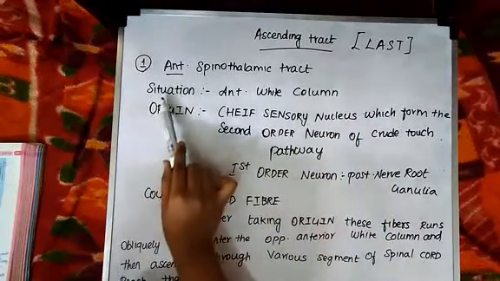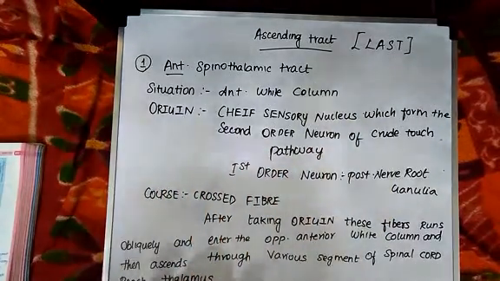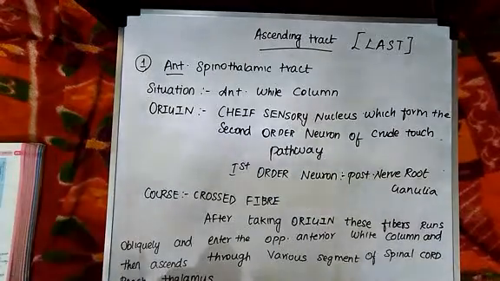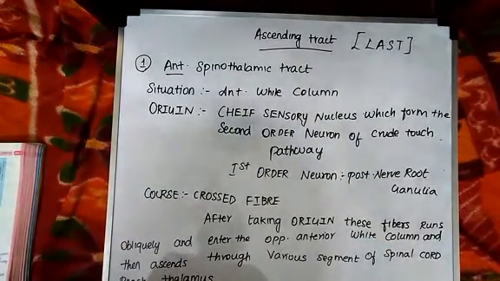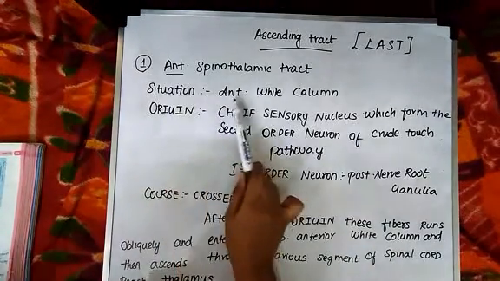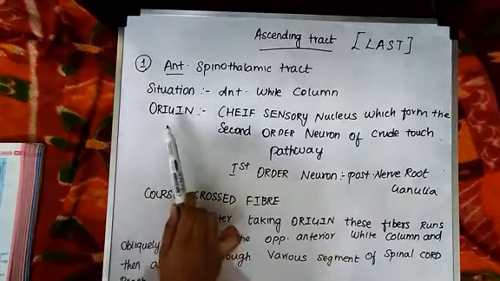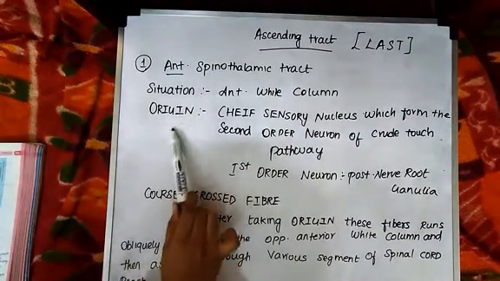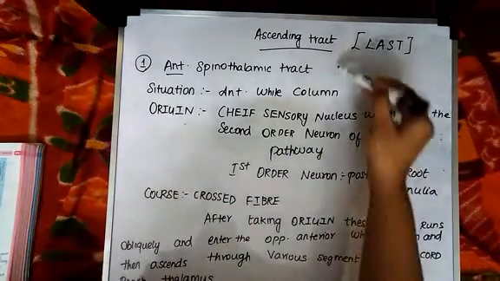It is situated in the anterior white column. One trick to remember: all the tracts are situated only in the white column. None is situated in the gray column. So it is situated in the anterior white column. Here you should remember where it originates. It is very important, so here you remember this mnemonic.